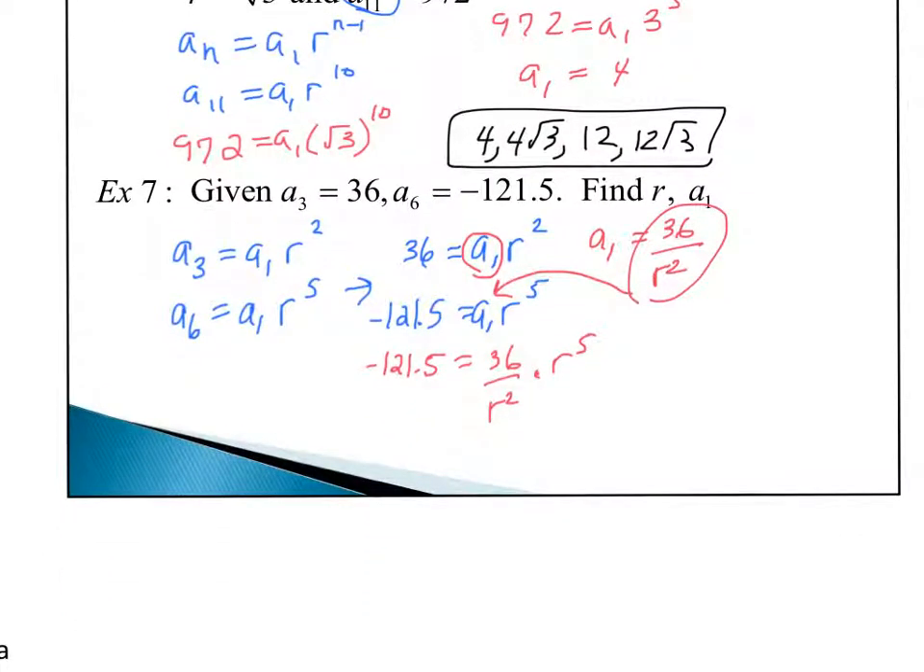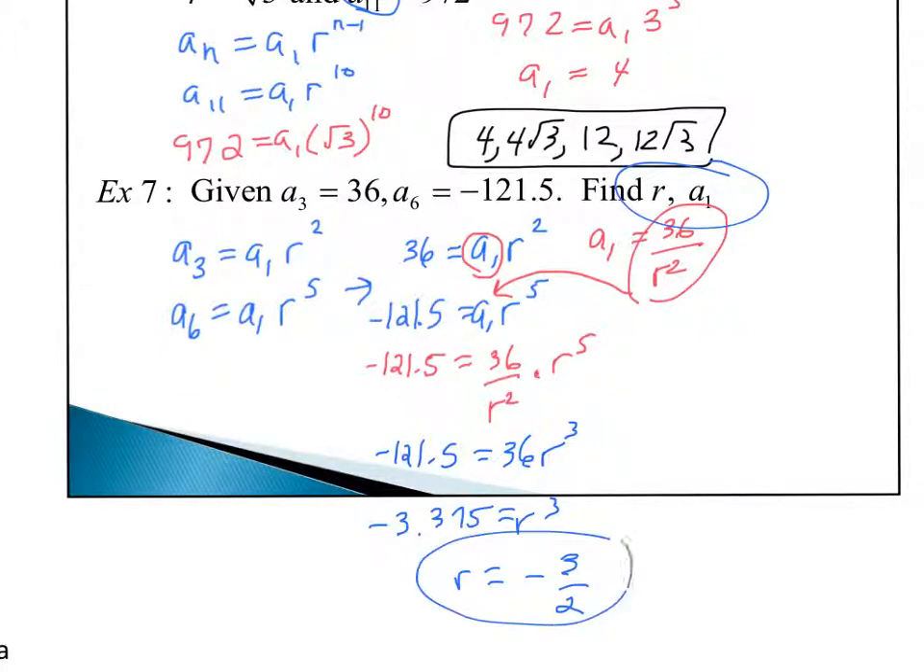And then at this point, we can see that the r's are going to reduce. We get negative 121.5 equals 36 r cubed. Dividing by 36 gives us negative 3.375 equals r cubed. And then we finish that off by taking the cube root. Now we always want our answers to be in fraction form. The cube root here is going to give us negative 3 halves. And since we wanted to find r and a1, we have now found both of those.